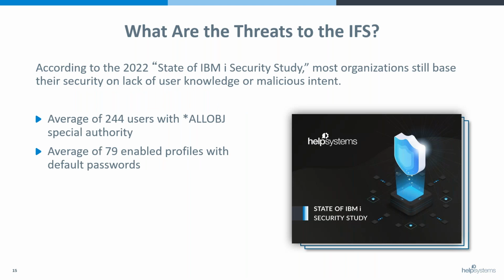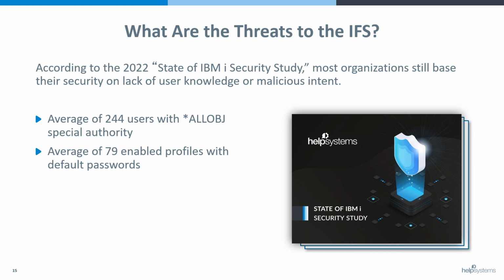One of those things that we talk about with the public authority on IBM i is that there are some potential problems with that. That public authority doesn't apply to users with all object authority. So every year, Help Systems does an annual State of IBM i Security Study. And in 2022, most organizations are still basing their security in general on a lack of user knowledge or malicious intent. So we assume our employees don't know what they are doing, they don't know how to get to the system, or they would never do something wrong. So we kind of leave things wide open.